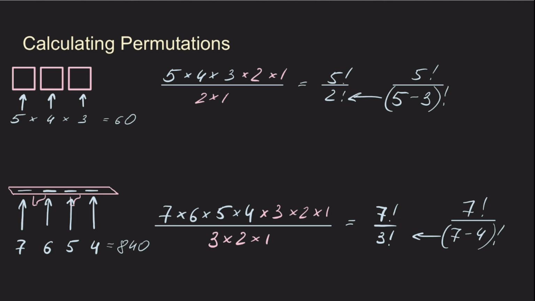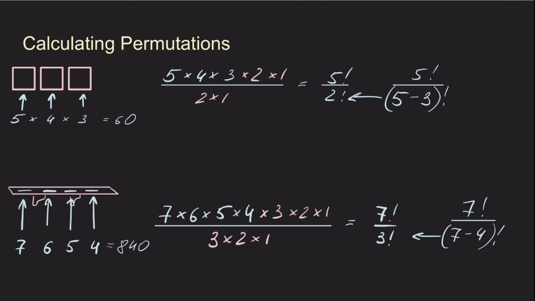For the first place, we have 5 different balls we can put in. Then for the second place, 4 different balls. And for the last place, only 3 different balls left. So we have 5 times 4 times 3, which is 60. Now, if we write it as 5 times 4 times 3 times 2 times 1, divided by 2 times 1, we already know that the numerator is 5 factorial, but the denominator is 2 factorial. And the answer will be the same, 60.